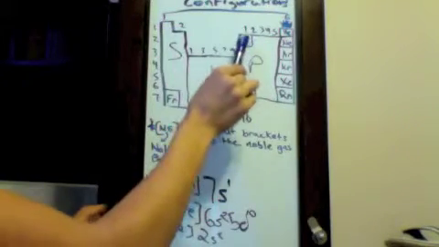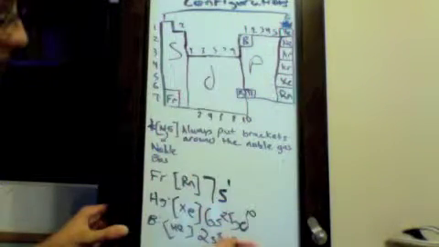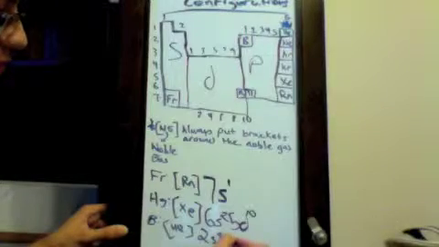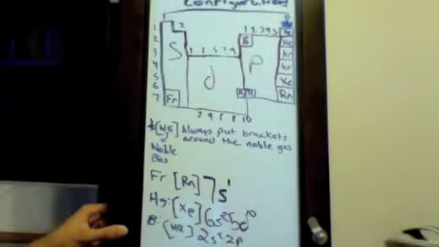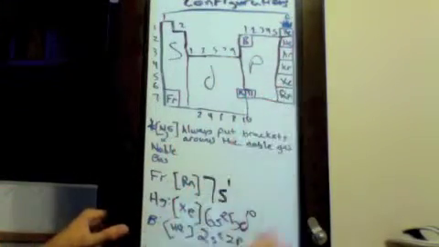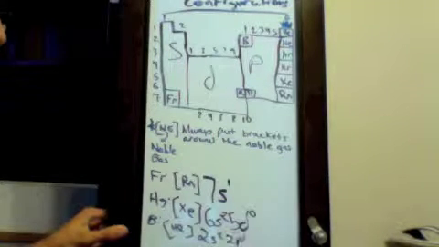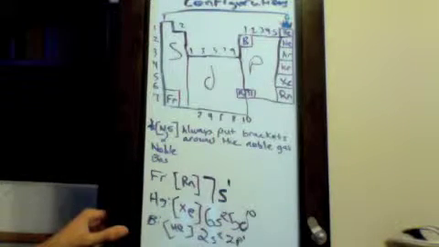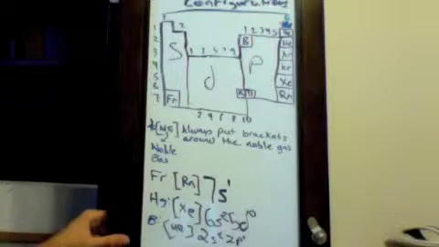Now, it's in P, so you put 2p, and then we count 1, 2p1. There's the configuration for boron.